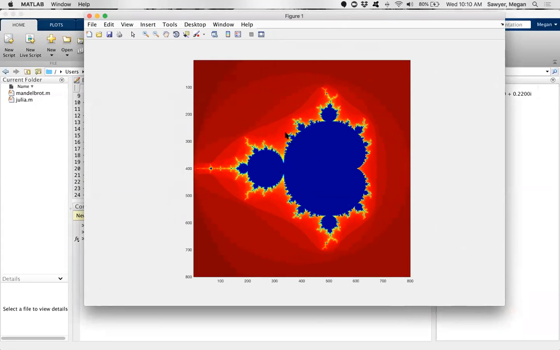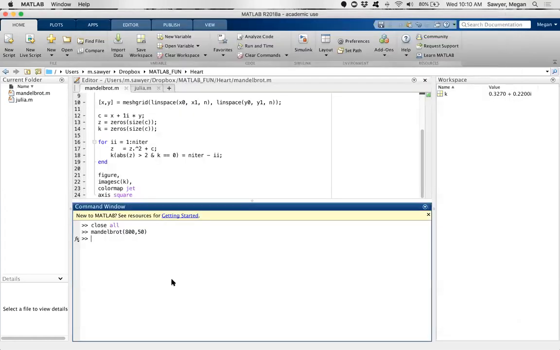And as the reds get deeper and deeper into the red, that's the escape velocity. So the redder the red, the deeper the red is, the faster it's escaped. So this edge here, this is a circle of radius 2. So anything outside of the circle, they've already escaped. And so we can change the number of iterations.